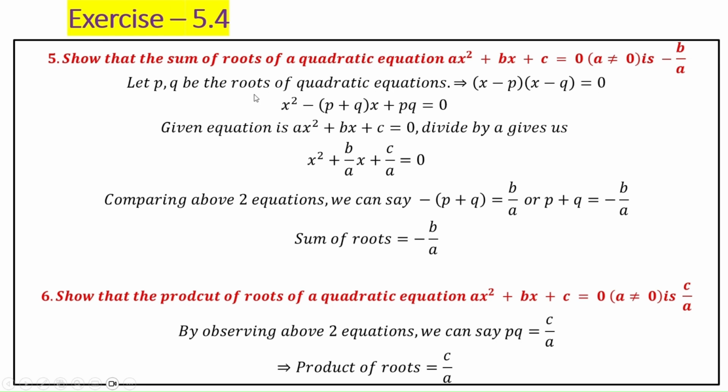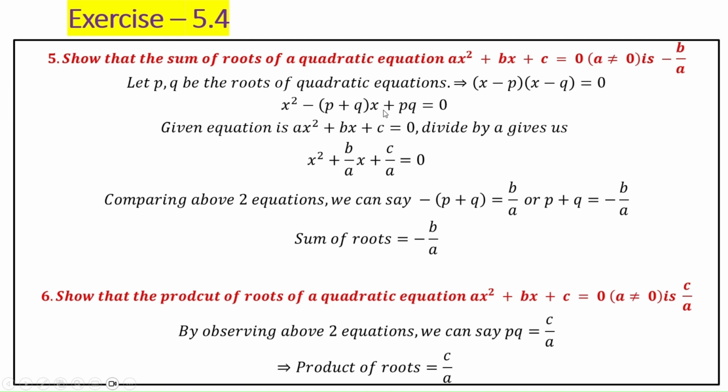Let p and q be the roots of the quadratic equation. So x minus p into x minus q equal to 0. That makes it x square minus (p plus q) into x plus pq equal to 0. Now, this is the given equation, right? To compare easily with this equation, you divide ax square plus bx plus c equal to 0 by a. That will give us x square plus b by a x plus c by a equal to 0.